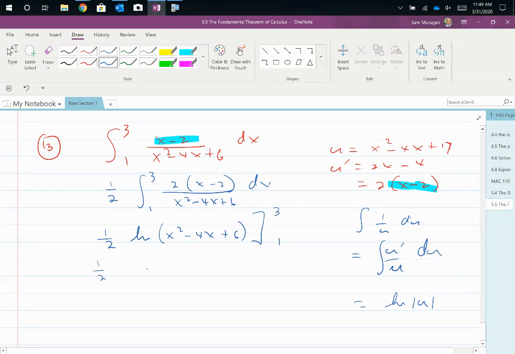Half. Substituting 3, we get 9 minus 12 plus 6, oh, I forgot the logarithm, half ln of 9 minus 12 plus 6, minus, substituting 1, half ln of 1 minus 4 plus 6. So this is half ln 3 minus half ln 3, which is equal to 0.